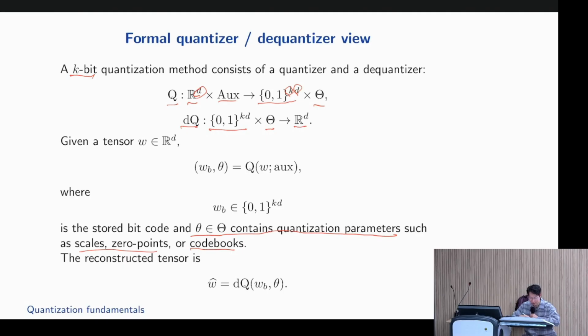So given a tensor in d dimensions, at least for now, I say at least for now because I'm sorry, but different papers use different notations. Here, this underscore is to denote the quantized representation. For the reconstructed one, we're going to use tilde or hat.